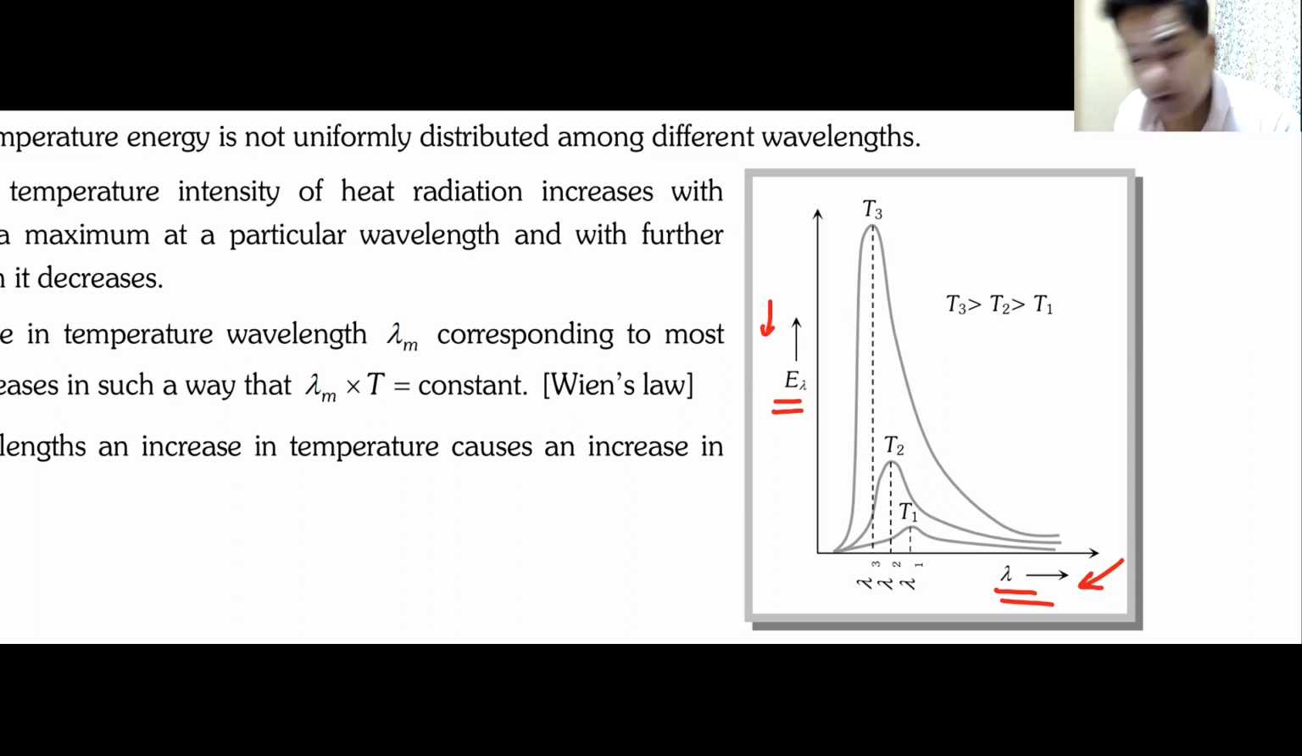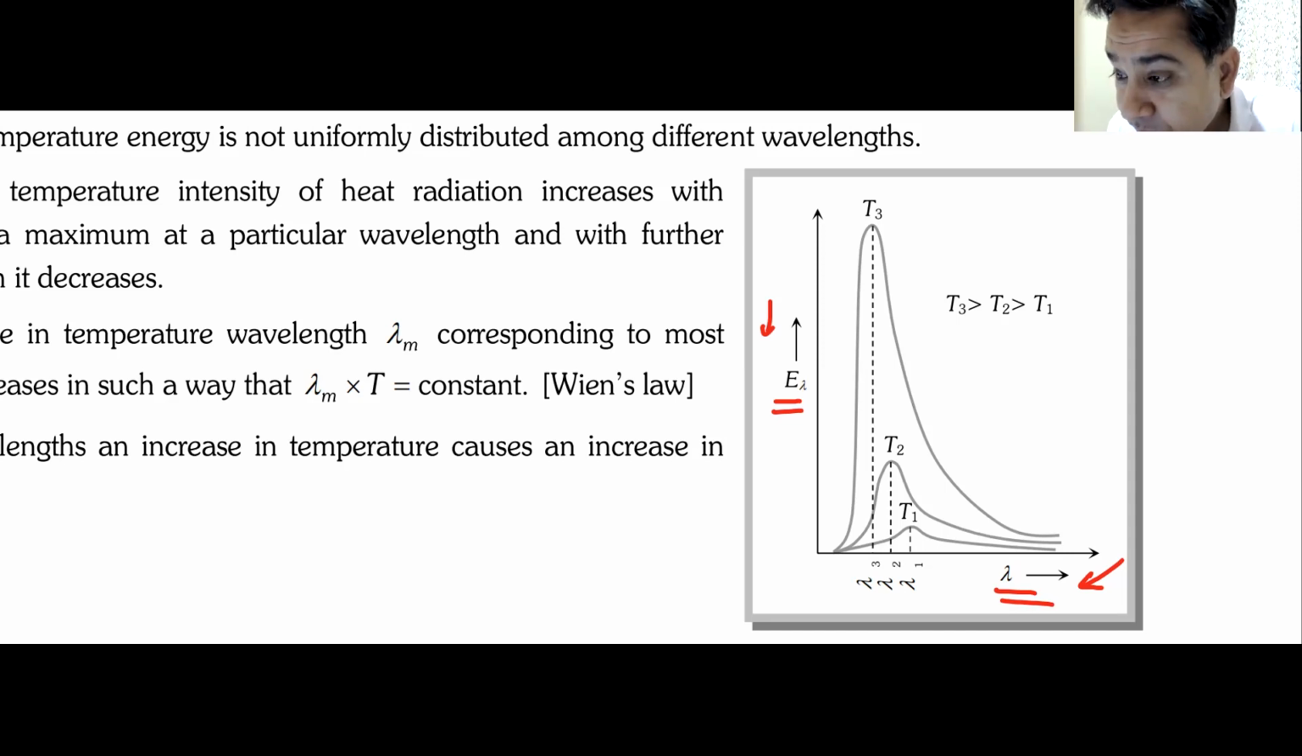Good. Okay, I have drawn a graph between E lambda and lambda. What does the graph between E lambda and lambda give me? Spectral emissivity and wavelength? I had drawn the graph between E lambda and lambda before. I hope you remember the question. What does the graph between E lambda and lambda give me?